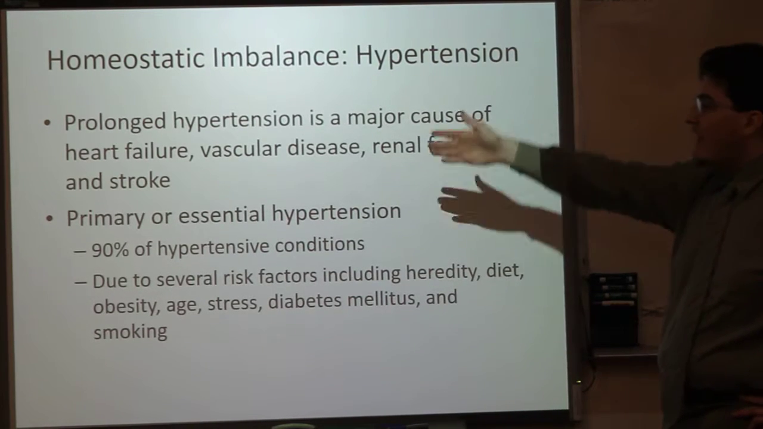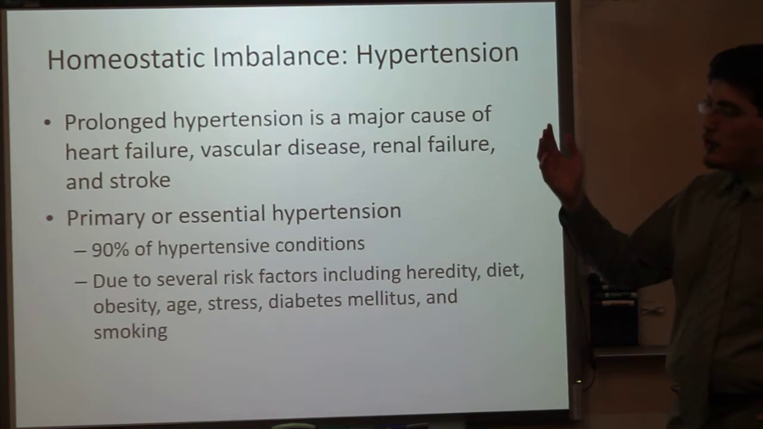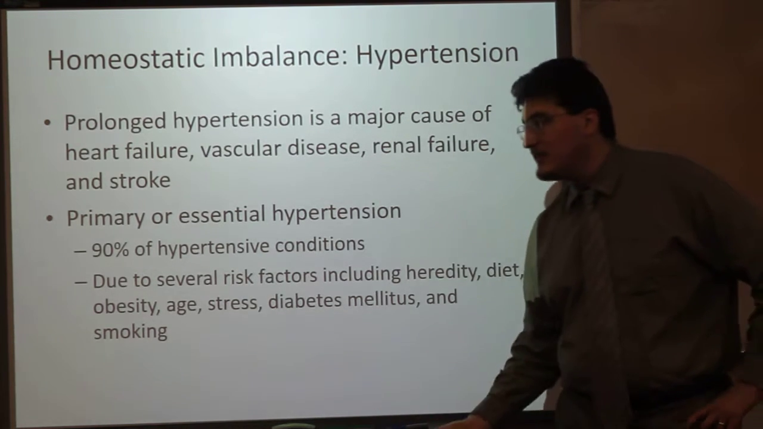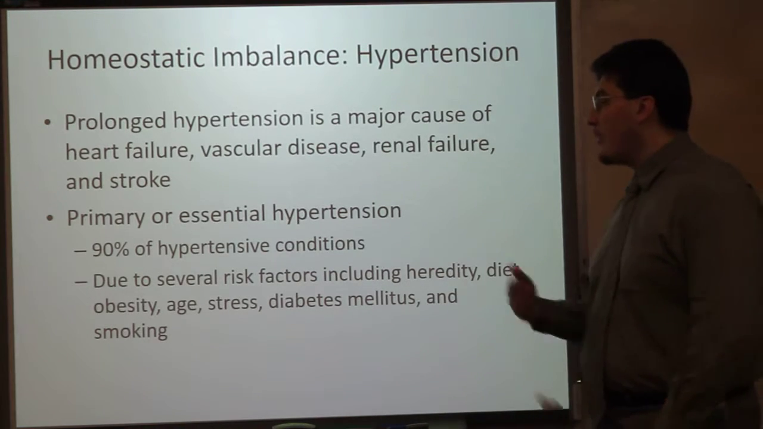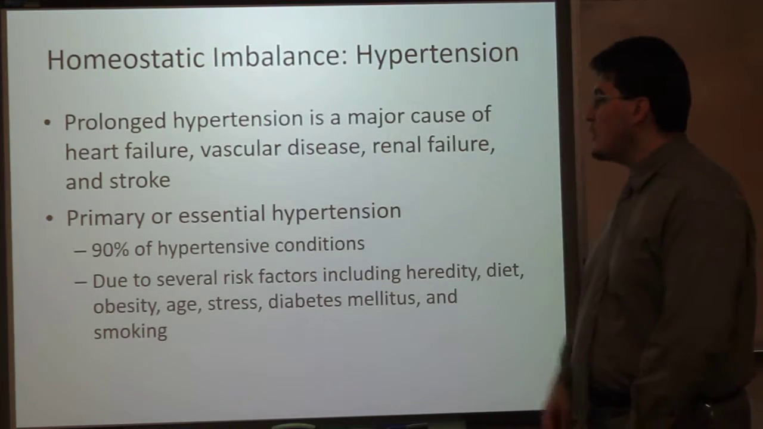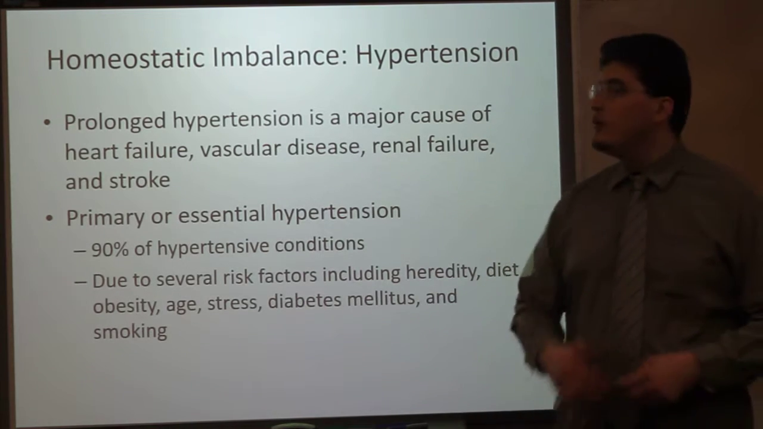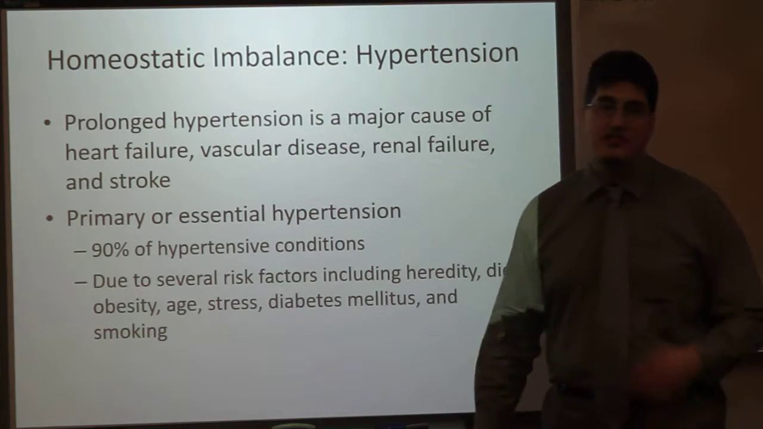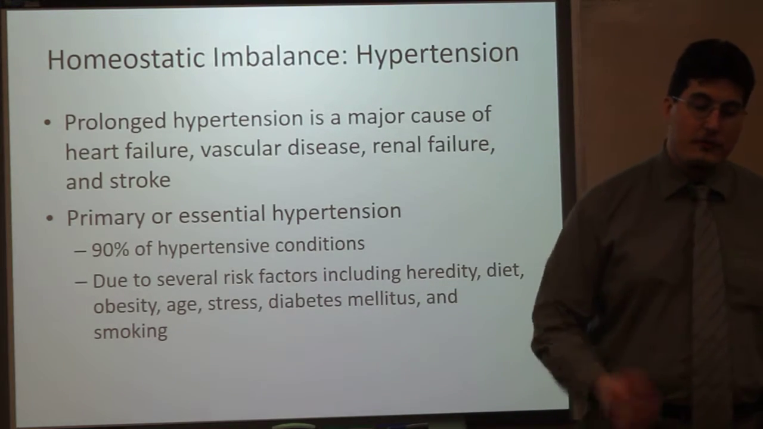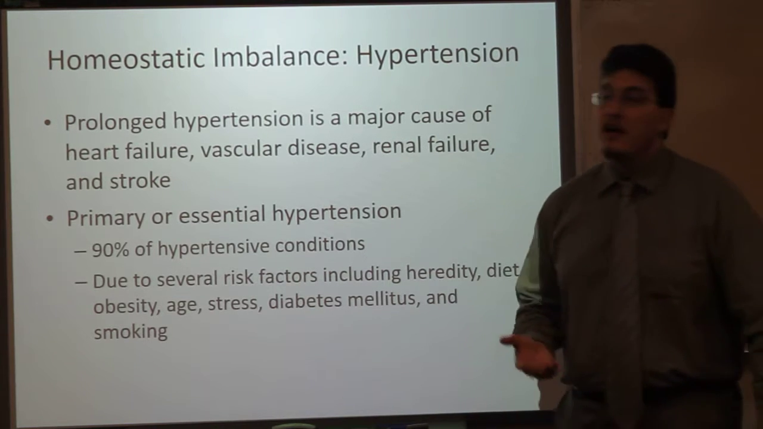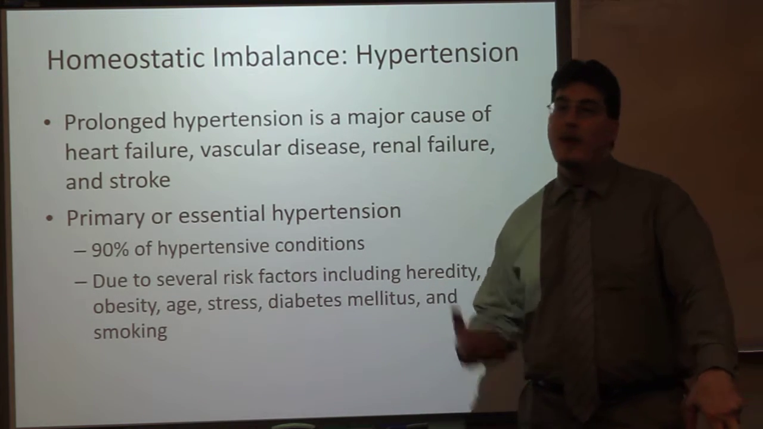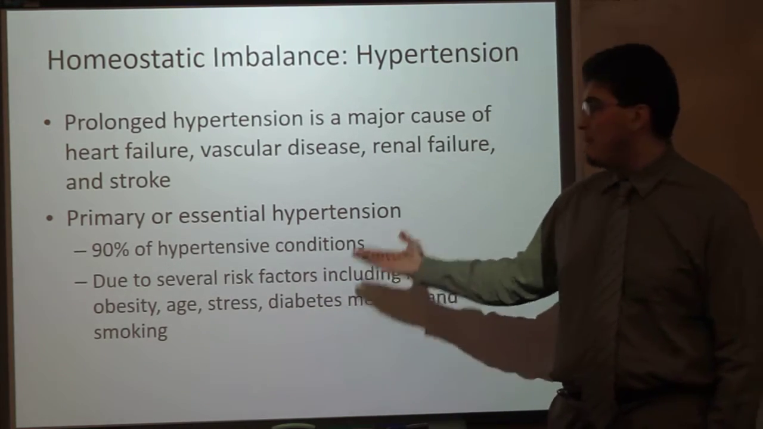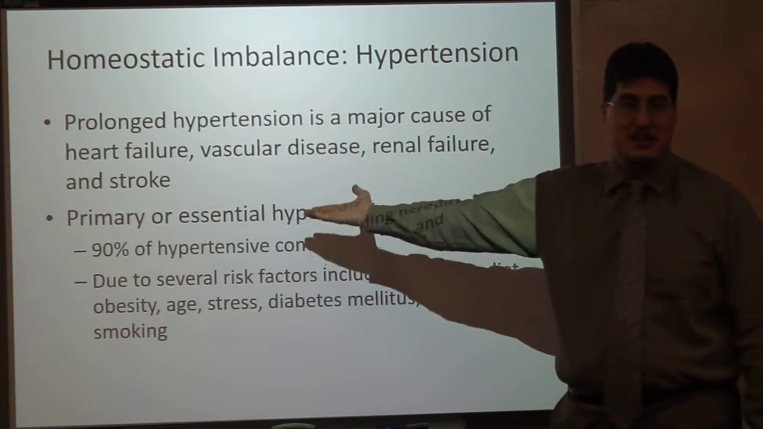So you can have high blood pressure because you are just unlucky, you were born with it, you have a poor diet, you are fat, you are old, you are very stressed, you have diabetes, you smoke. Those are risk factors that increase your risk of hypertensive conditions. That is, those are risk factors for essential hypertension. The hypertension that doesn't go away when you get rid of all of these factors. This may have started it, but these things are going to finish it.